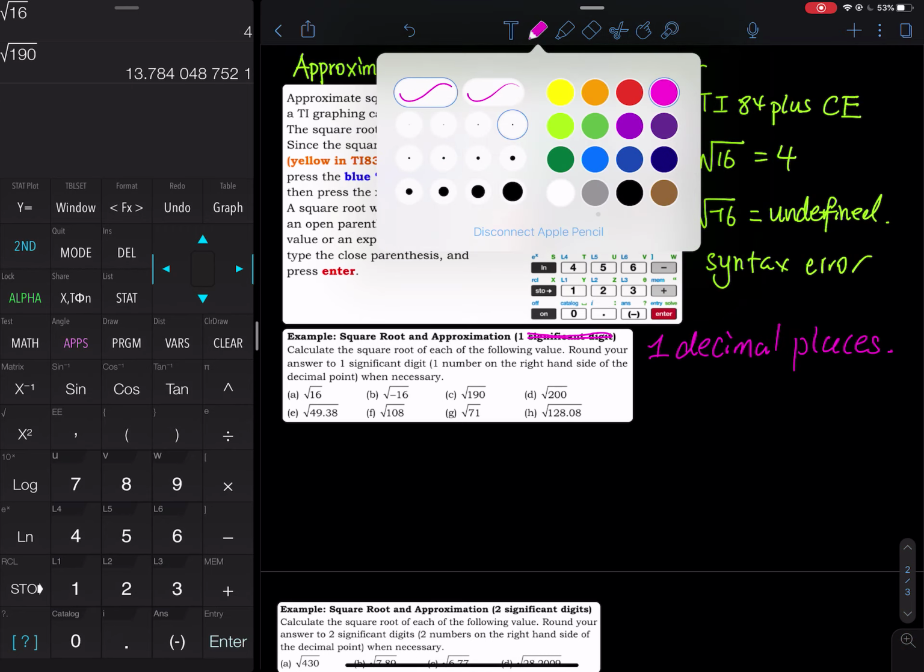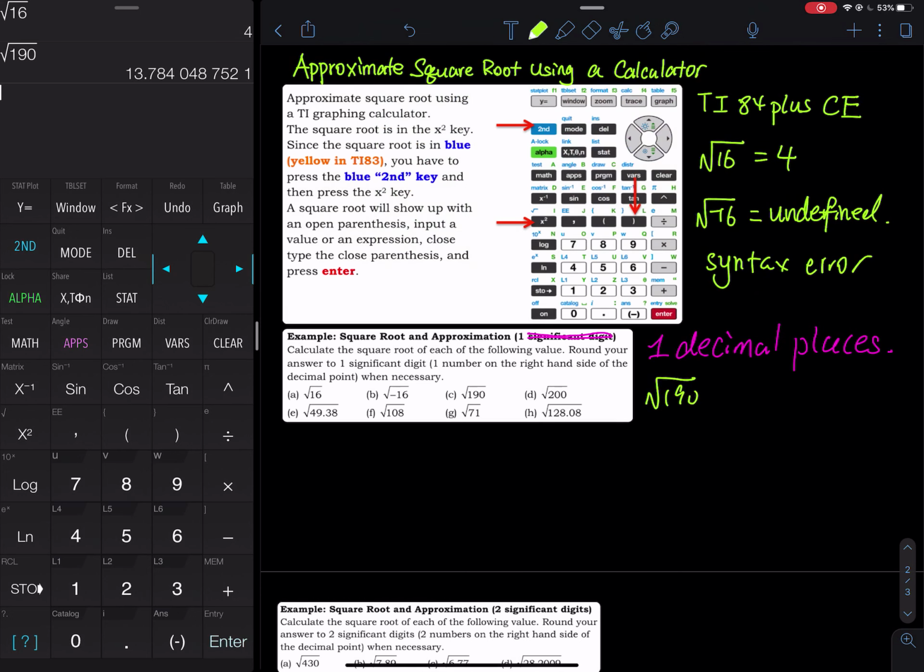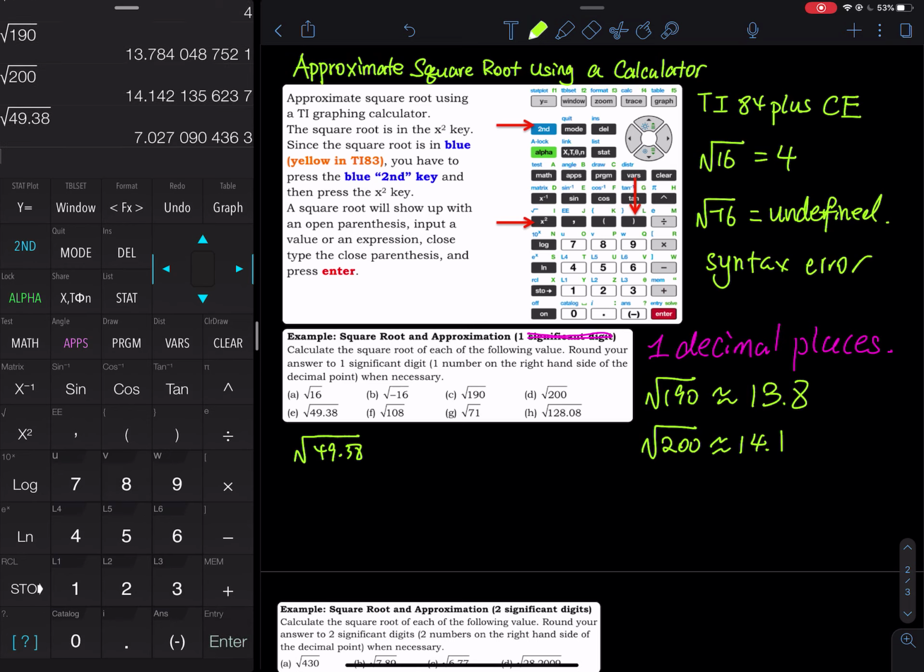The square root of 190 is approximately equal to 13 point, you add 1 to the 7, right? So 13.8. And then you try the square root of 200. So that is around 14.1. And then the square root of 49.38, second x square 49.38. So that is around 7.0.